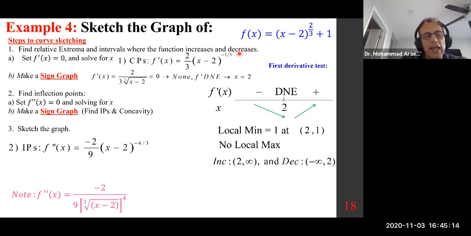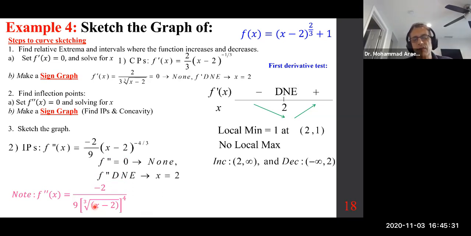Now, I hope you see what's going on here. Let's look at the denominator. Number 9 is positive. Cube root of whatever being raised to the power of even becomes also positive. So the whole thing is positive in the denominator. Negative, with the exception of x equals 2. At x equals 2, it's not negative, okay, class? It's undefined. So f double prime is 0, never. f double prime doesn't exist at x equals 2.